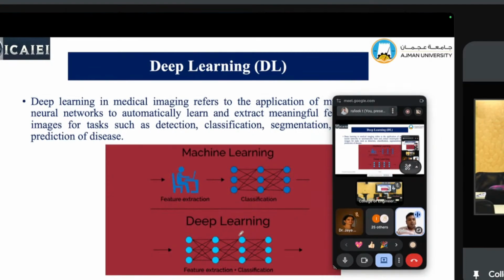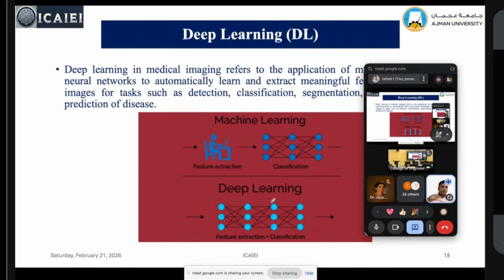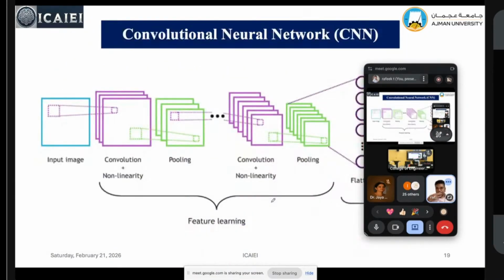That's why, switching from machine learning, nowadays they are practicing deep learning. Then the convolutional neural network. I hope everyone knows these things. It's a kind of neural network, a popular deep learning structure, and it applies the traditional convolution also in medical imaging.